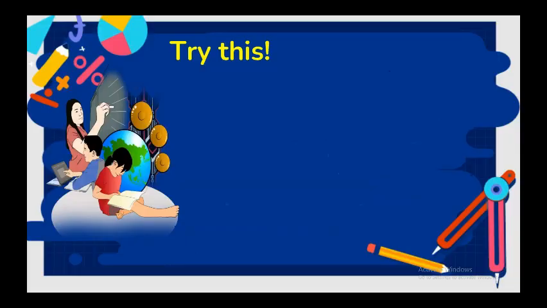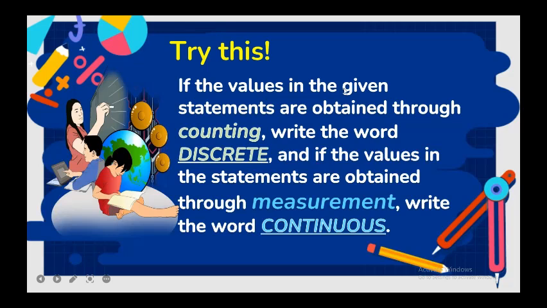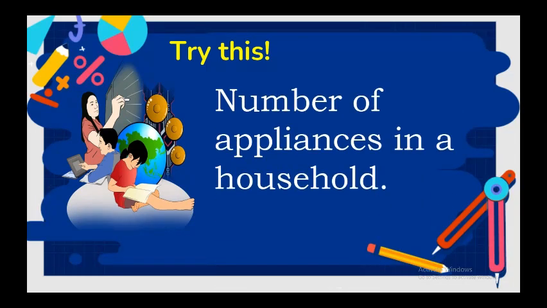Now, let us try to answer this activity. If the values in the given statements are obtained through counting, write the word discrete. And if the values in the statements are obtained through measurement, write the word continuous. Okay, let's start with the first statement: number of appliances in a household. Is it discrete or continuous?